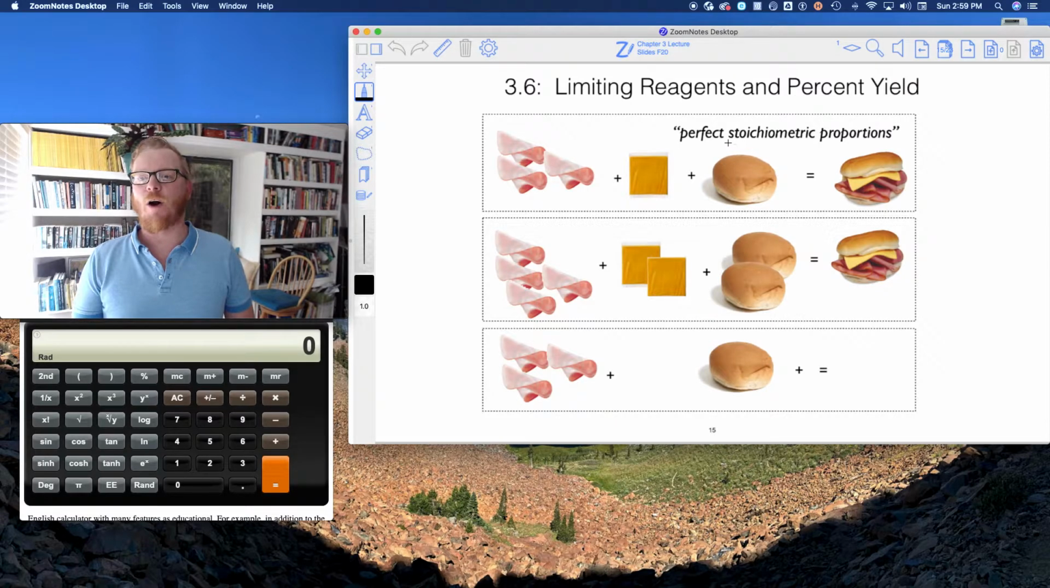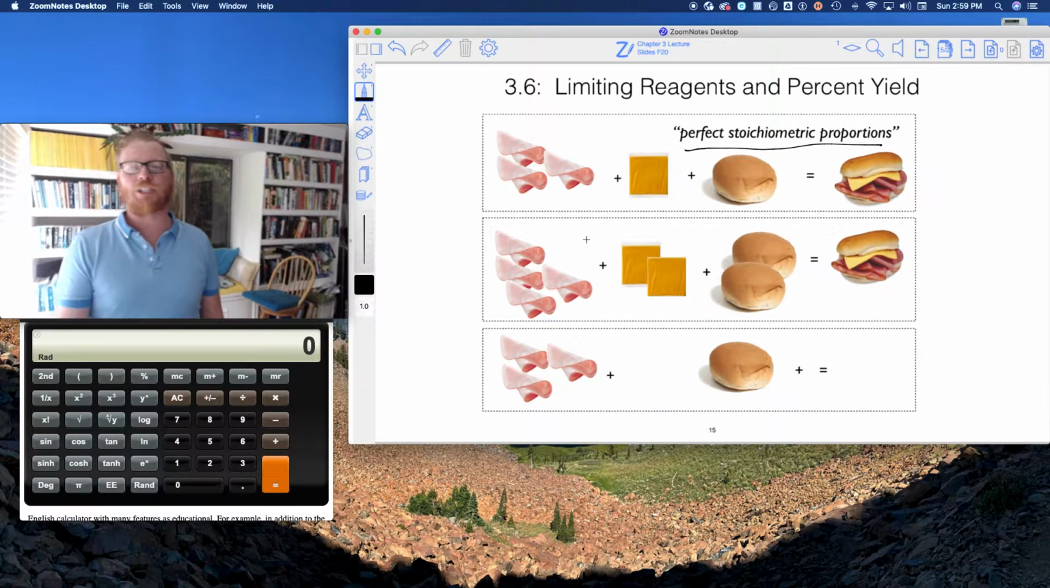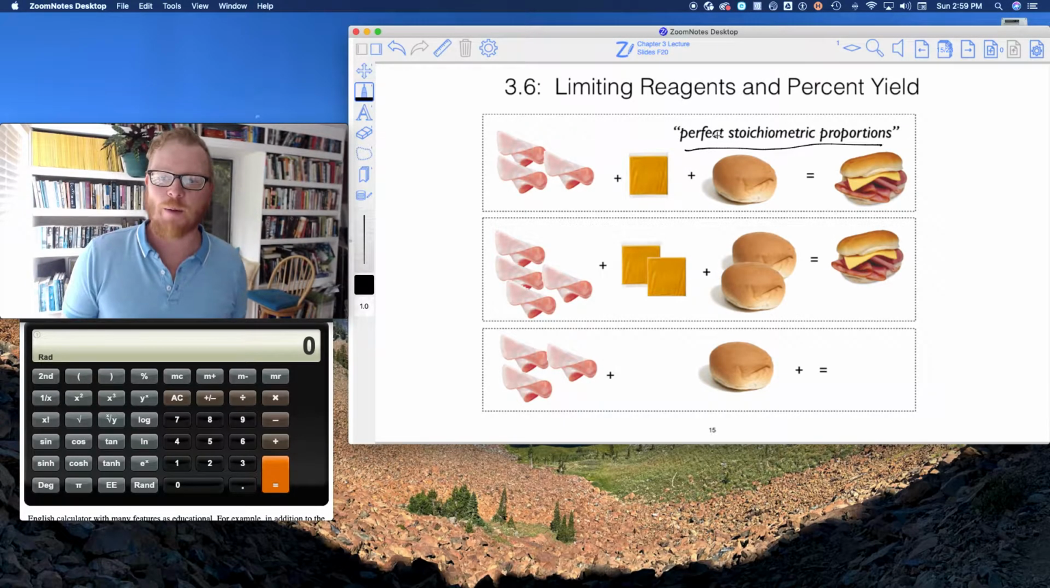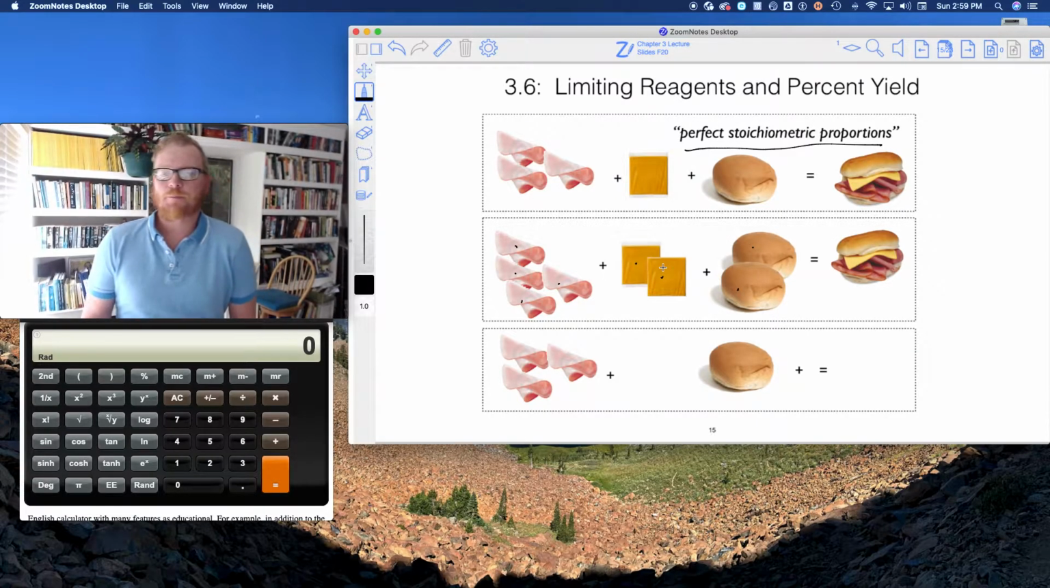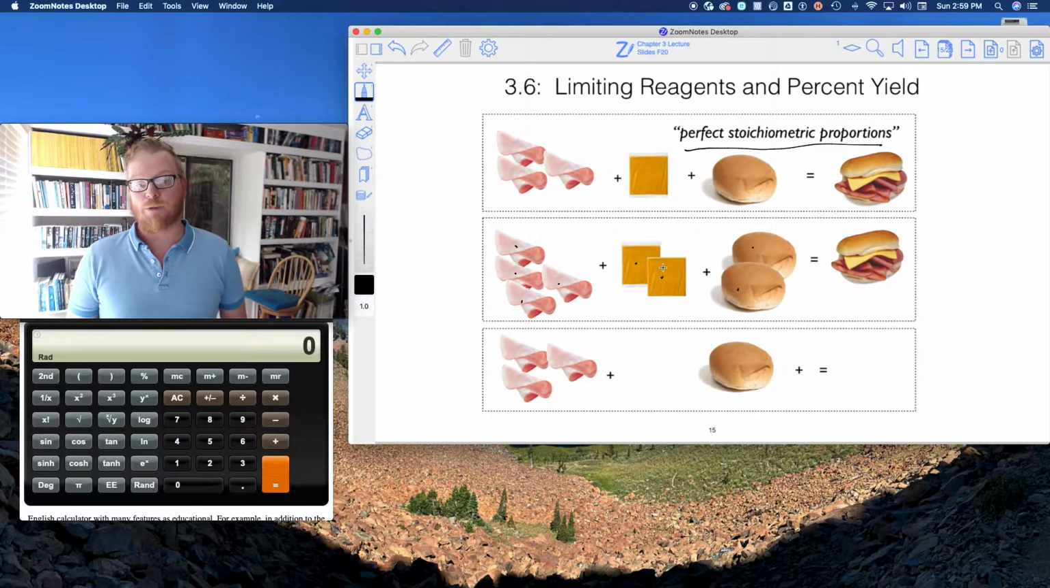And this is what we call our perfect stoichiometric proportions, okay? One sandwich has a ratio of 3 pieces of ham to 1 piece of cheese to 1 bun, all right? So suppose now I've got 4 pieces of ham and 2 pieces of cheese and 2 buns, okay? How many ham and cheese sandwiches could I make?